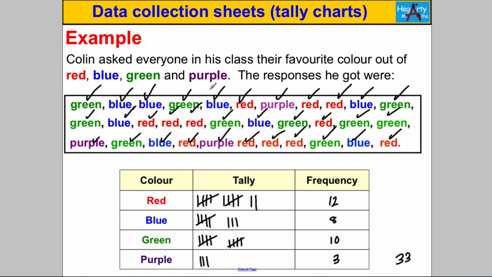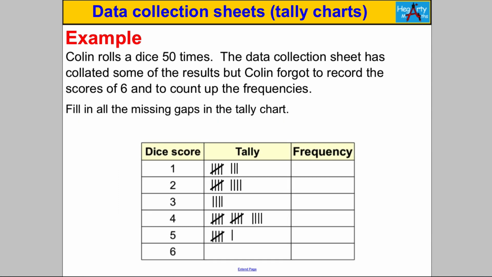1, 2, 3, 4, 5, 6, 7, 8, 9, 10, 11, 12, 13, 14, 18, 19, 20, 21, 22, 23, 24, 25, 26, 27, 28, 29, 30, 31, 32, 33. And we've double checked that we didn't make a mistake, and we are done. Okay, next question. Pause the video, have a go at this.